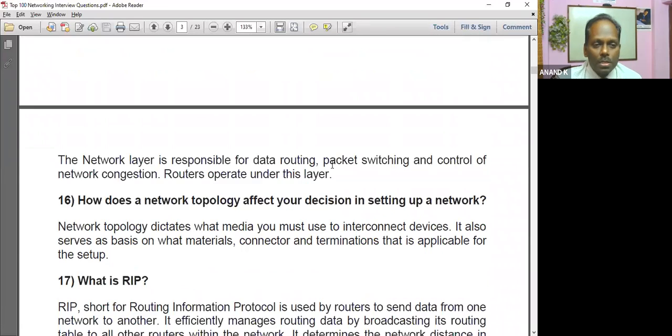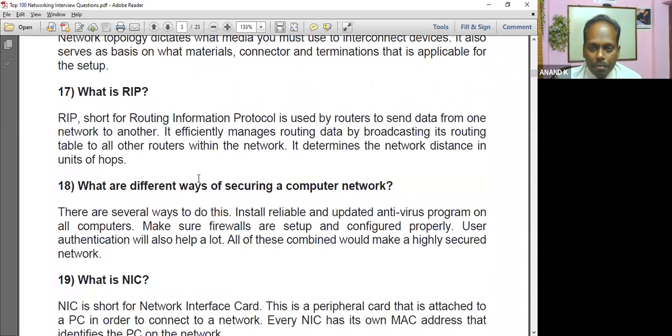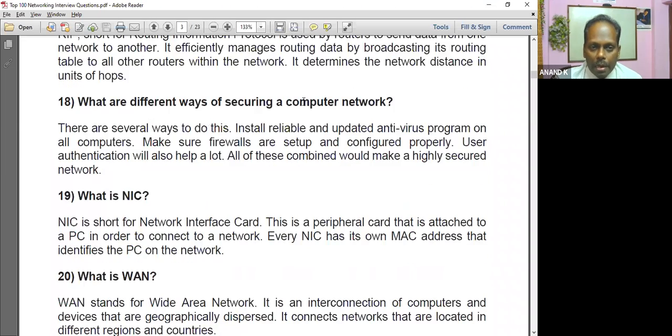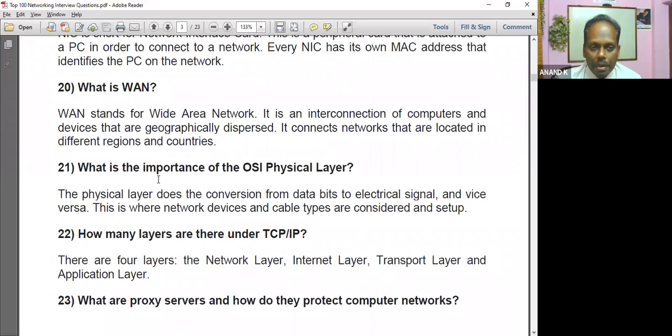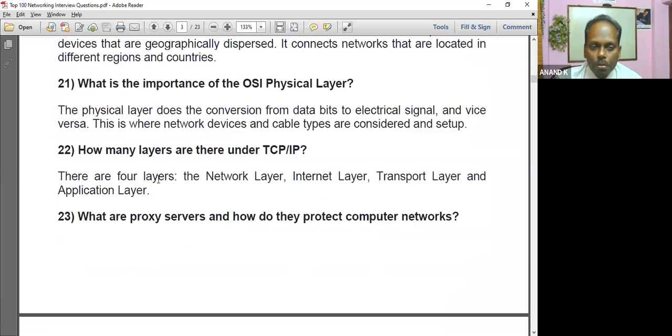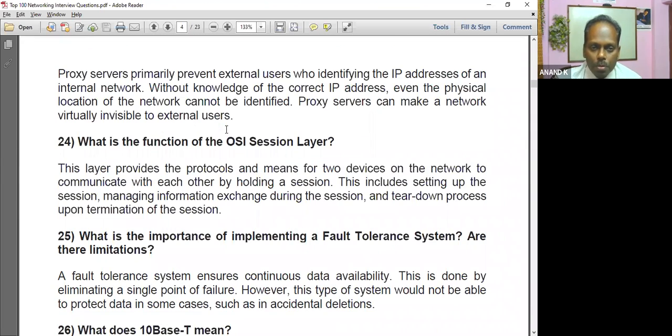So please go through these questions, ask me. We'll also have some time for review of all these things. RIP, which we spoke about, and different ways of NIC, network interface card, wide area network. Some things are known to you, but certain things are new. Proxy is again a good question. Please go through this one.